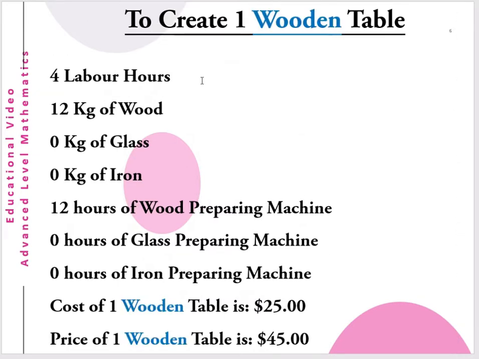For the wooden table, it needs 4 labor hours, 12 kilograms of wood, 0 kilograms of glass, and 0 kilograms of iron; 12 hours of wood preparing machine, 0 hours of glass preparing machine, and 0 hours of iron preparing machine. The cost of one wooden table is about $25, and the price would be $45. That means it has a profit of $20 for the wooden table.